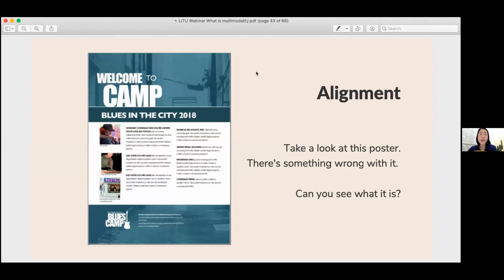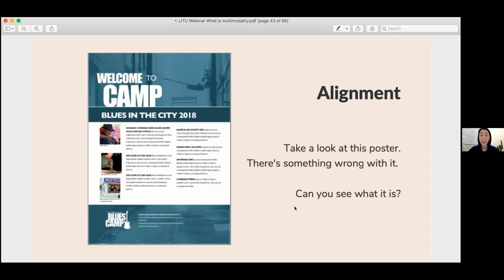Let's say you want your students to create a poster. It is quite okay for this one, but there is something a little bit off in the composition or the layout of this poster. Can you see what it is? Sorry, the text is really small, but if you are very picky and look closely, any idea what could be better in this poster?